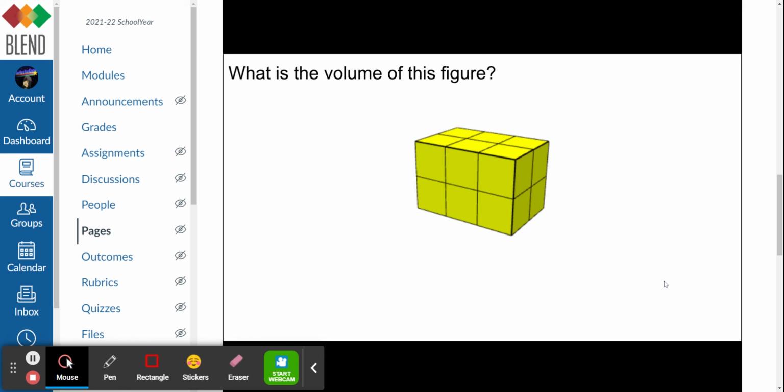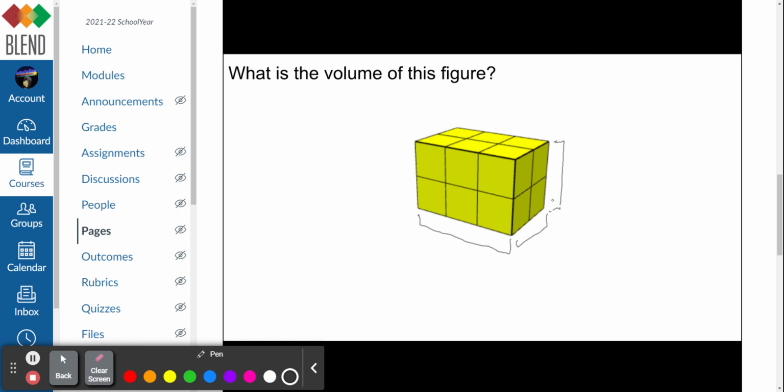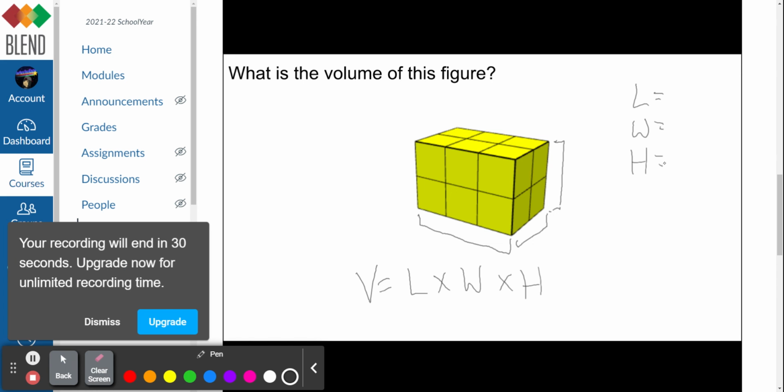All right, so we could count the cubes like we did last time, but I also want to try something different. I want y'all to try and do volume equals length times width times height. All right, so let's go ahead and establish the length, the width, and the height. All right, so the length looks like 1, 2, 3. The width looks like 2. And the height looks like 2.